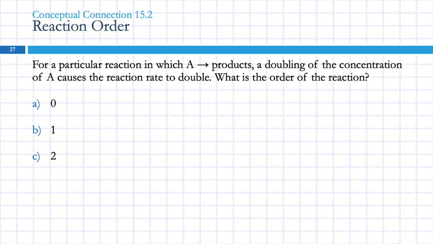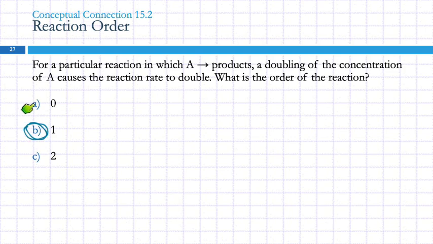Okay, so let's see if we understand that concept. The same kind of reaction we were just looking at, just one reactant forming products, and we're told that doubling the concentration of A makes the reaction rate double. So what is the order? The reaction rate doubles when the concentration doubles. I hear 1, yes. 1.